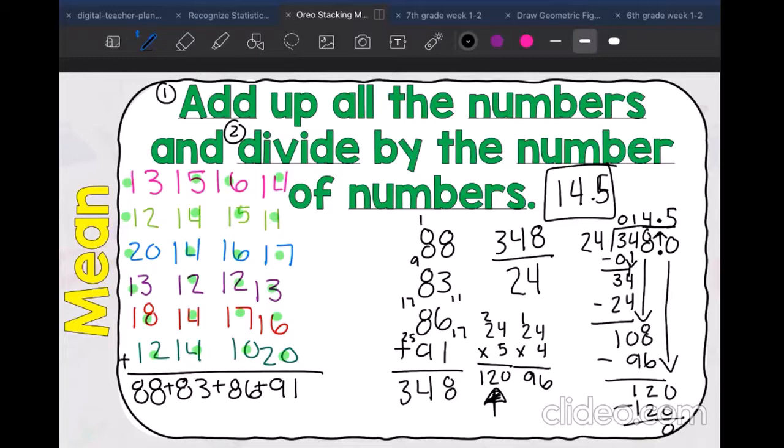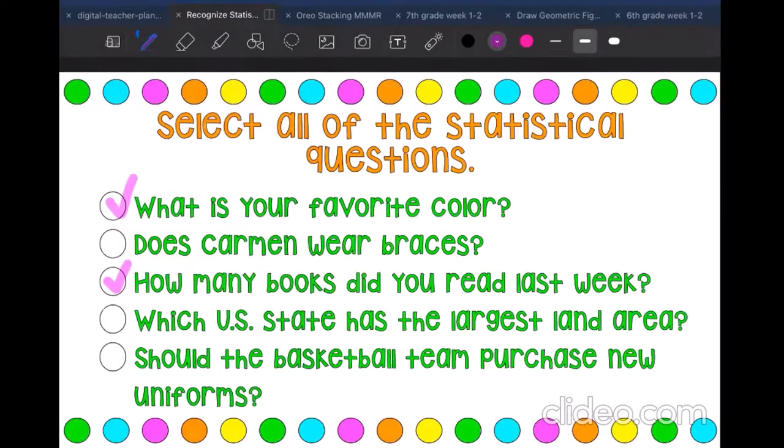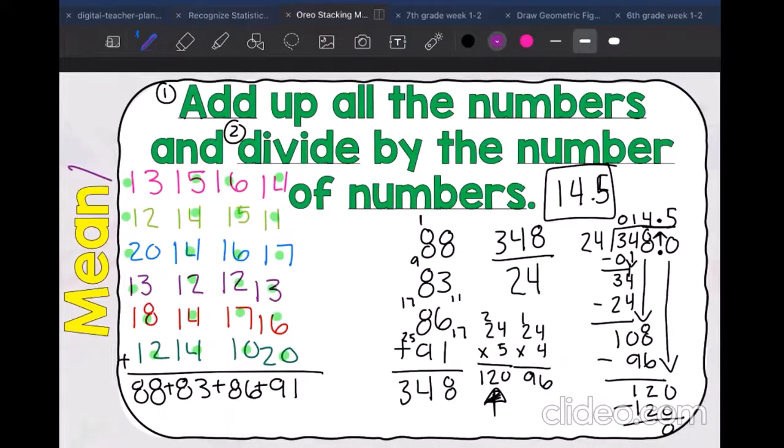Mean is the same as average. Average and mean go hand in hand. They're like besties. Besties, they're the same.